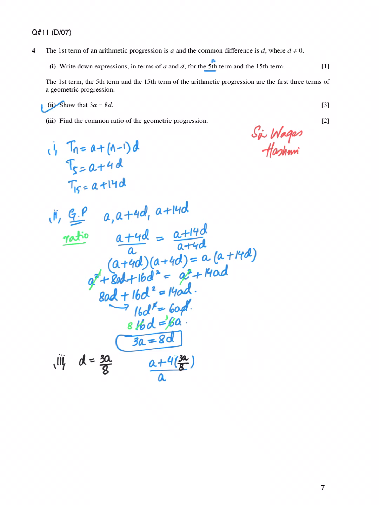We need to simplify the equation. 4 1s are 4, 4 2s are 8. So in the numerator it's a plus 3a over 2, divided by a. In the numerator I can take the LCM, so it will be (2a plus 3a) over 2, divided by a. Further it can be solved. 2a plus 3a is 5a, divided by this 2 multiplied with a, so that will be 2a. For the ratio it's 5 over 2 because a and a cancel, so that is your answer.